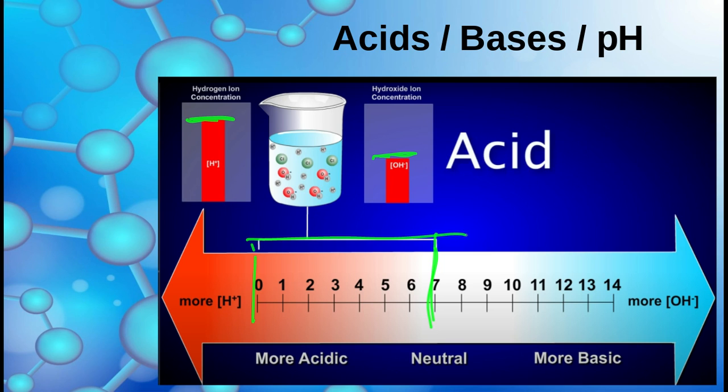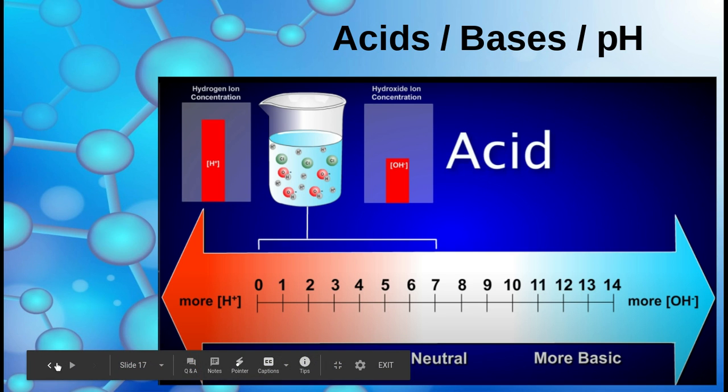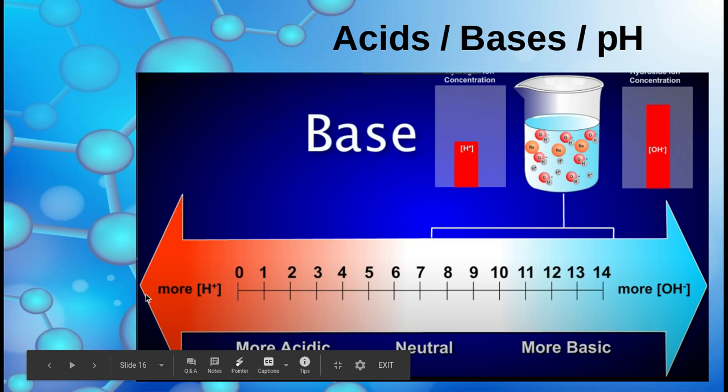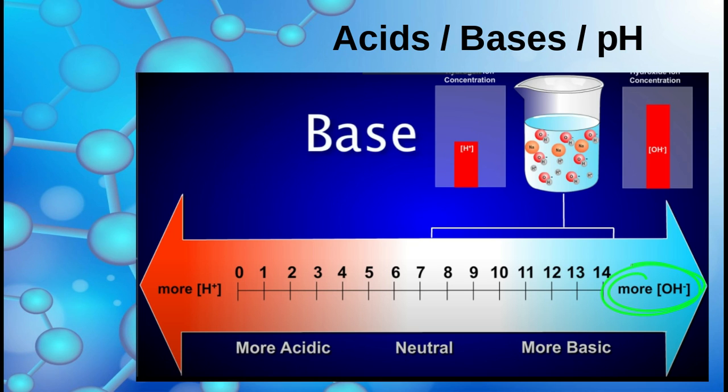Acidic substances have more hydrogen ions, and if we were to talk about basic substances, a basic substance is going to have more hydroxide ions and less hydrogen ions. So try to get that straight in your head: 7 is neutral, equal of both. Below 7, more hydrogen. Above 7, more hydroxide. Okay.